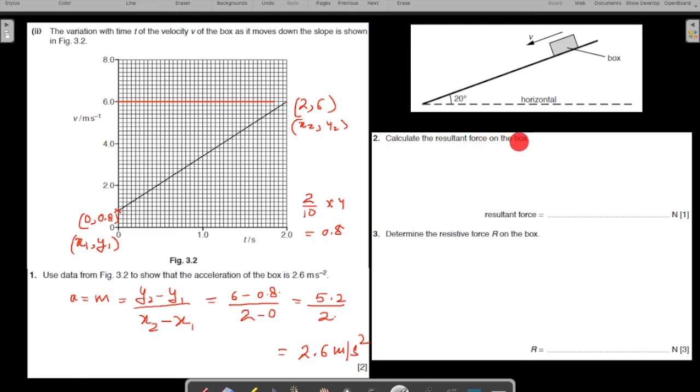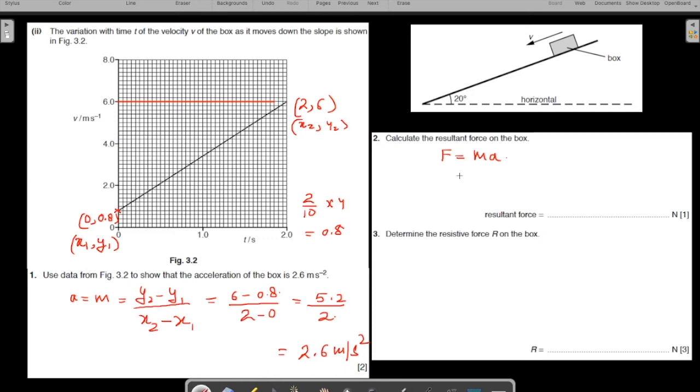Calculate the resultant force on the box. What is the formula for the resultant force in terms of the acceleration? It is ma. Why do we use this formula ma? Because we do not know the magnitude of every other force on this box. So it doesn't make sense to add and subtract all the forces to find the resultant force. But you know the acceleration, you know the mass as well. So it is easy to calculate the resultant force.